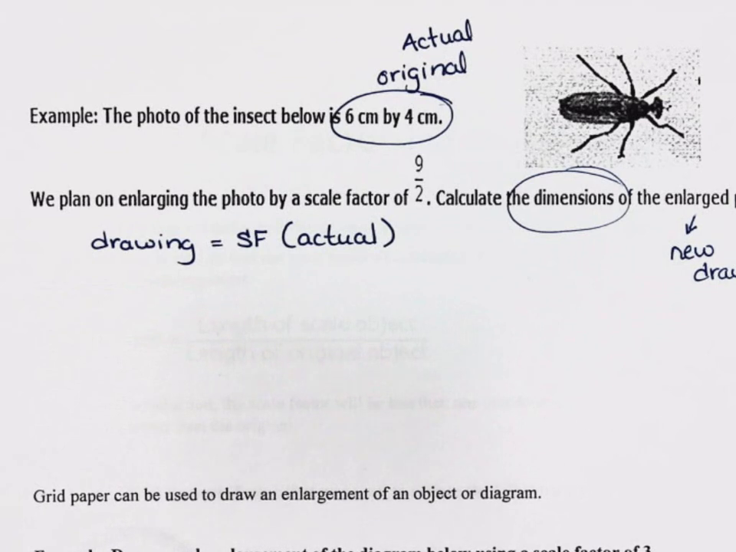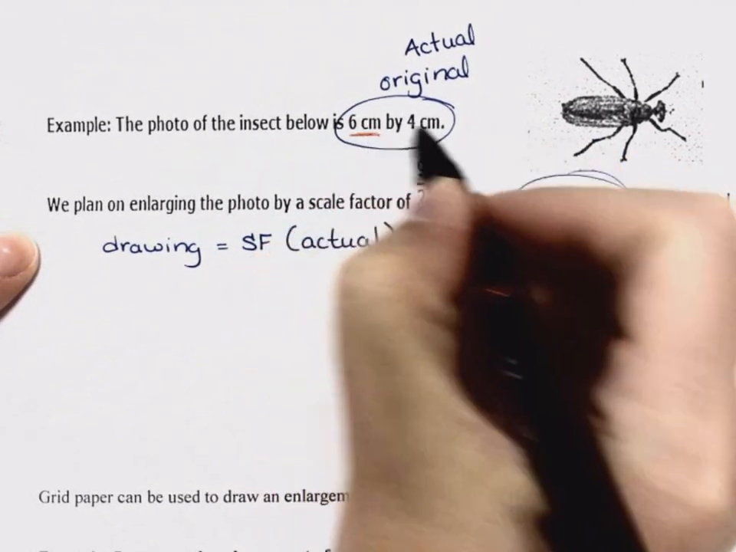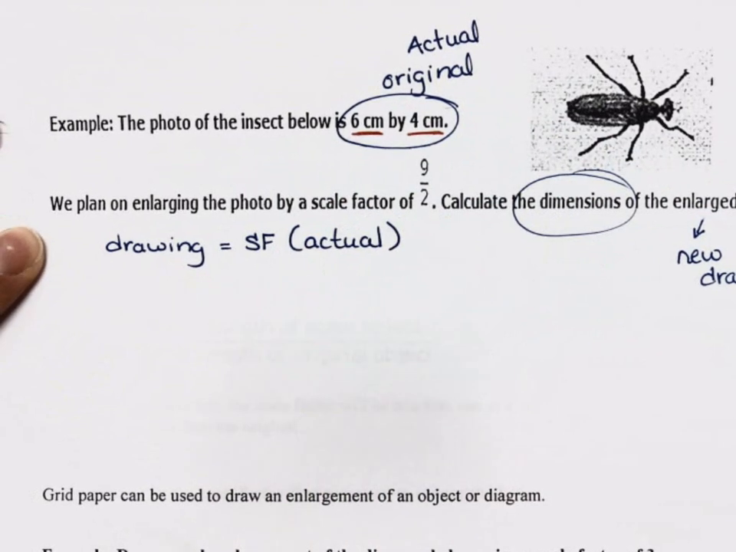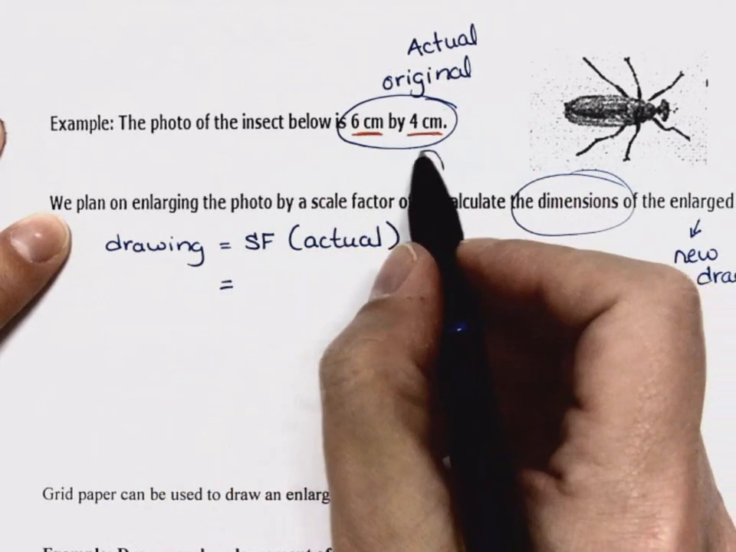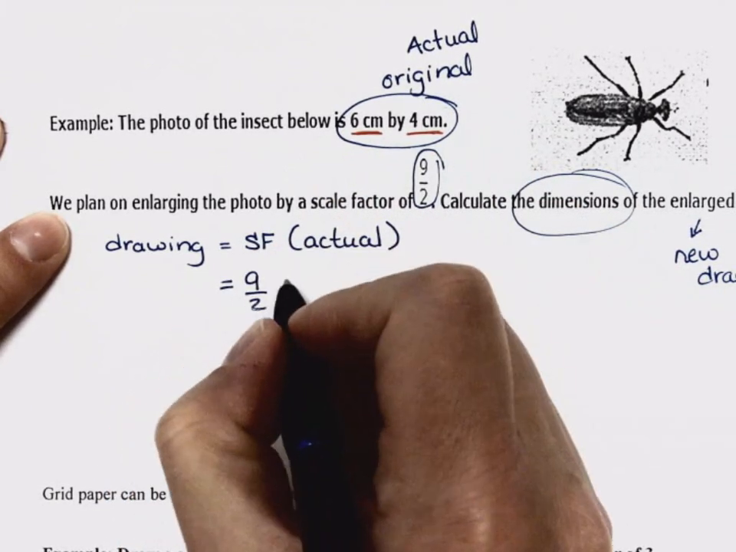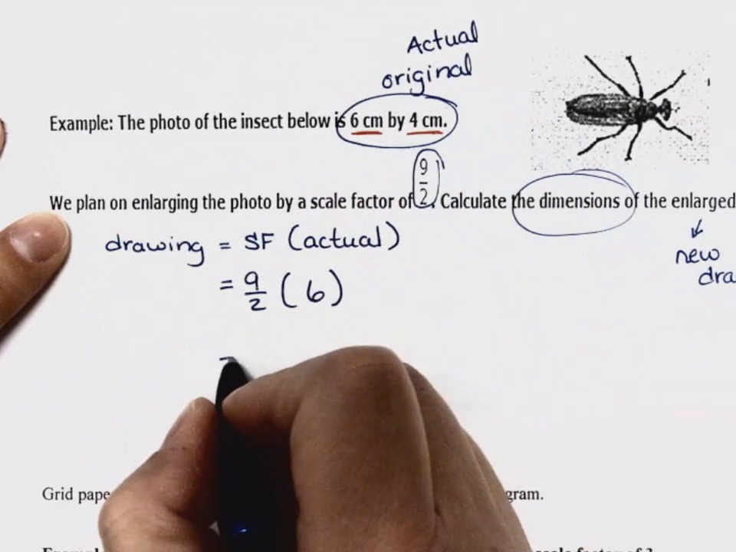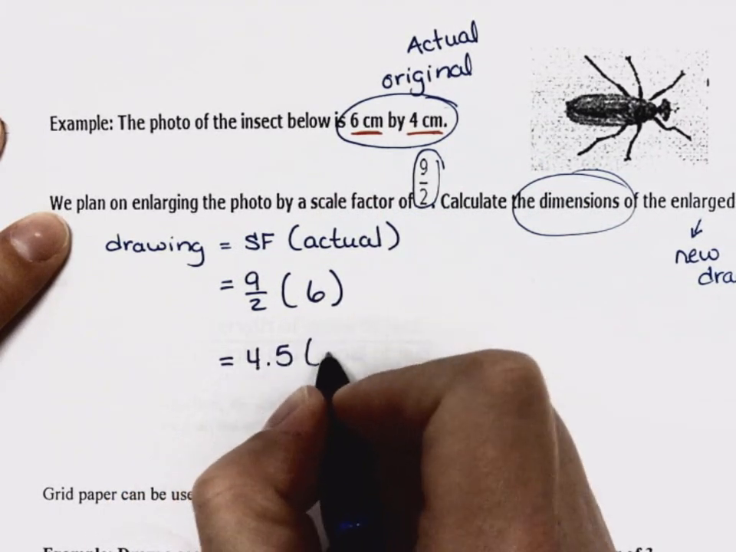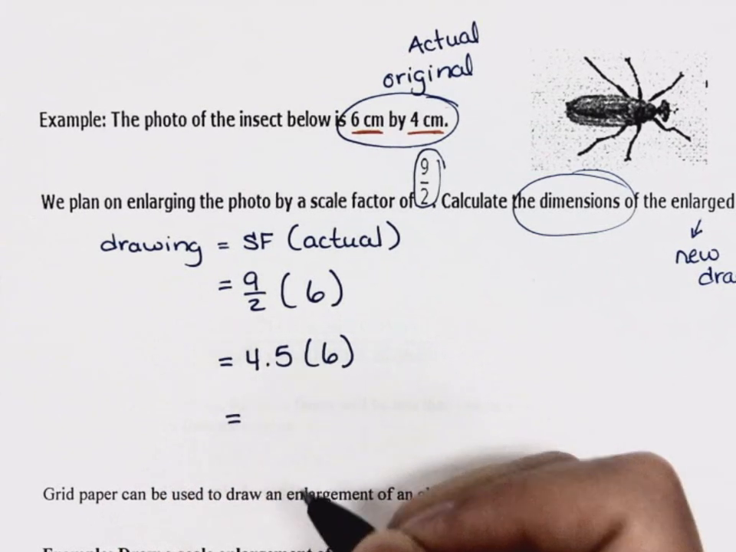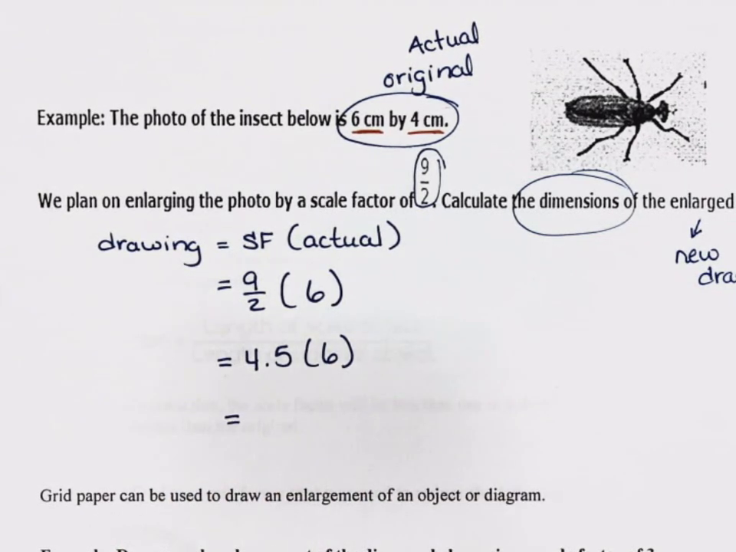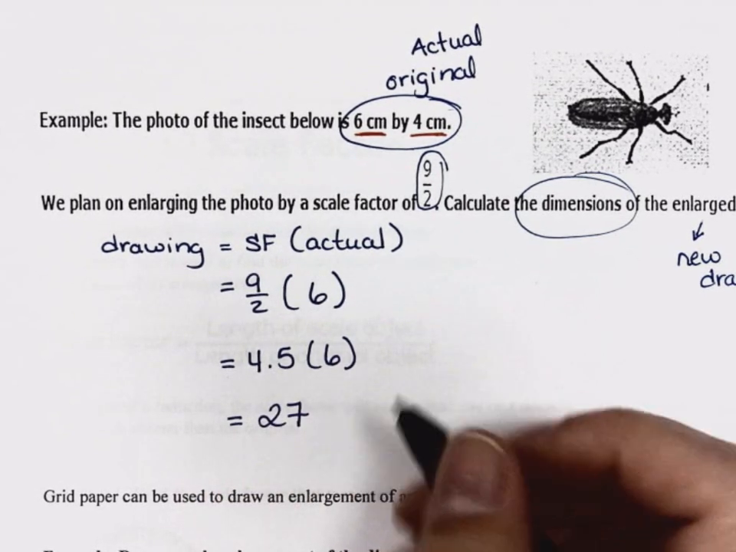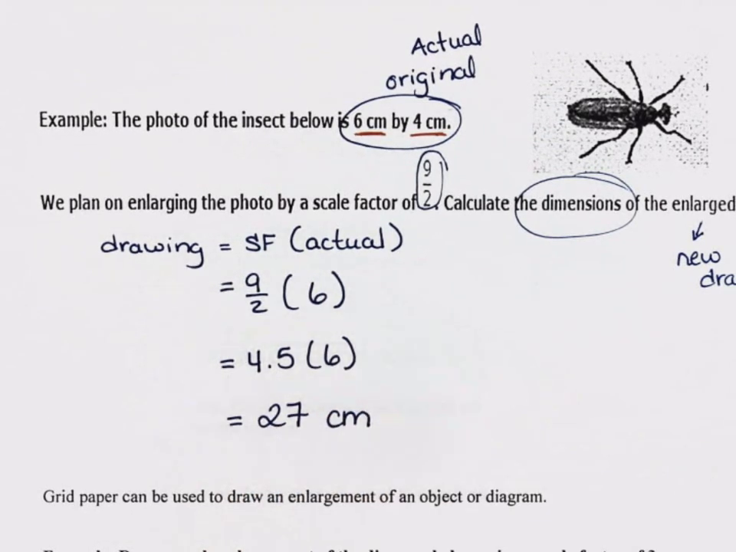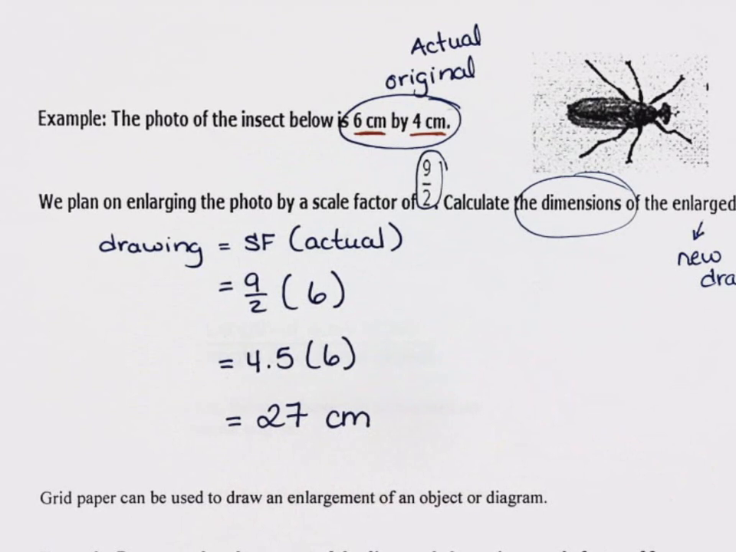So we have to do it twice because there's 2 dimensions. We have a 6 and we have a 4. So we're going to do the 6 first just because. So what's the scale factor? 9/2. The actual dimension is 6. And that would be centimeters. So in this unit, we're going to be making sure we put the units in there when we are talking about the dimensions.